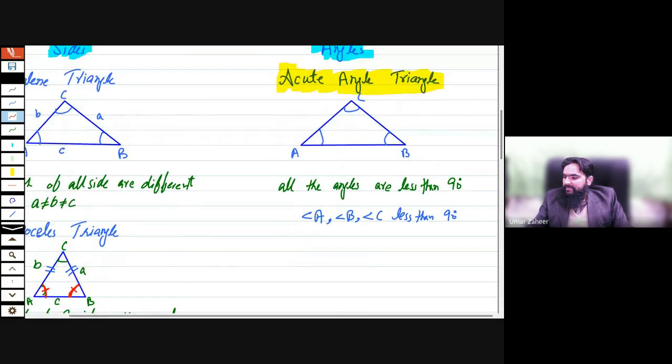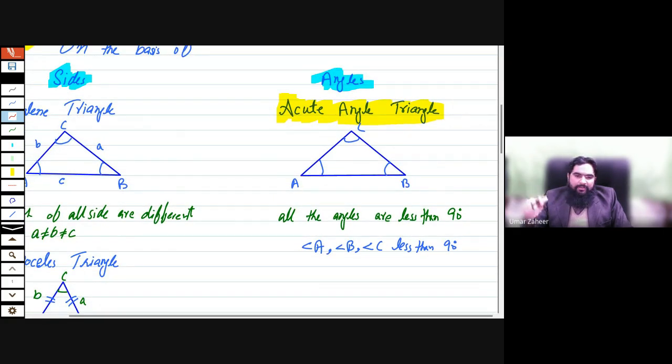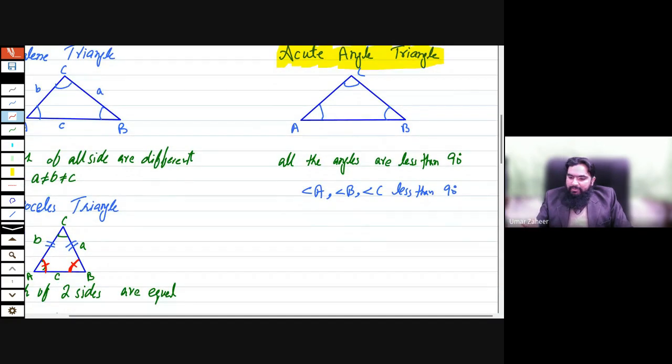Okay, now it is clear what an acute angle is. If all the angles in a triangle are less than 90 degrees, such a triangle is known as an acute angle triangle.